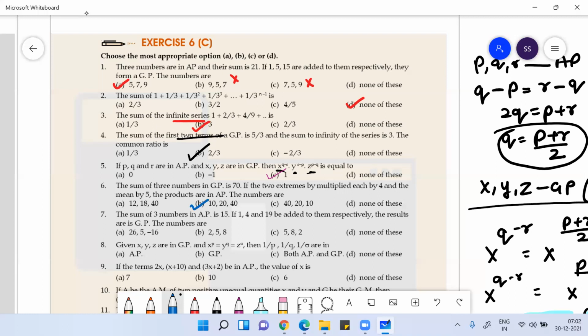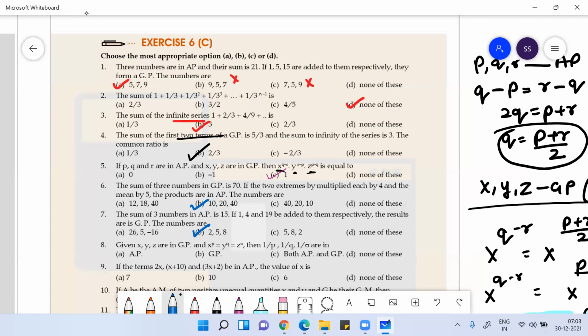Sixth one, your answer will be 10, 20, 40. Seventh one, your answer will be 2, 5, 8. So can you do that one, sir? Which one? Sixth one. The sum of three numbers in GP is 70.